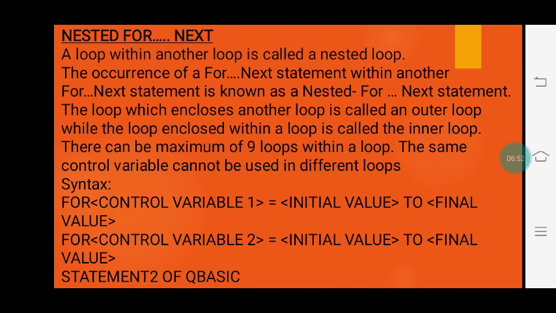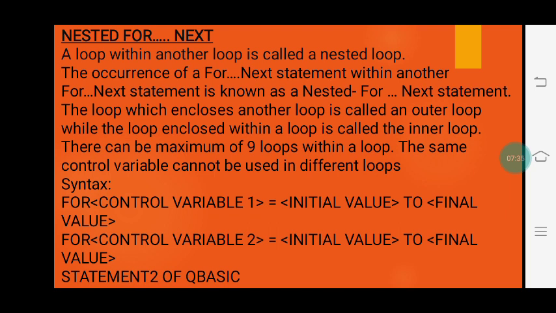Okay, so a loop within another loop is called a nested loop. So the occurrence of a for next statement within another for next statement is known as nested for next statement. The loop which encloses another loop is called an outer loop, while the loop enclosed within a loop is called the inner loop. There can be a maximum of 9 loops within a loop. The same control variable cannot be used in different loops.